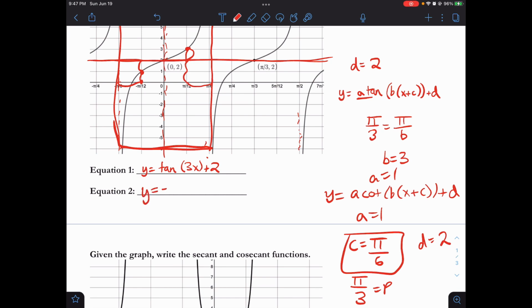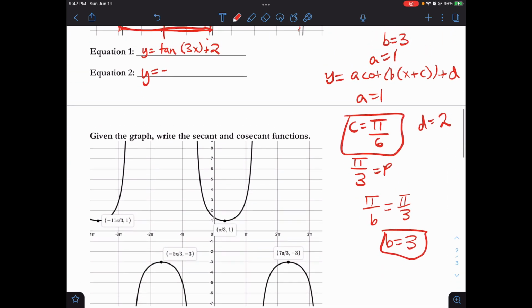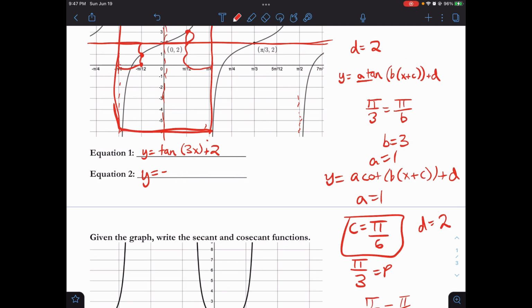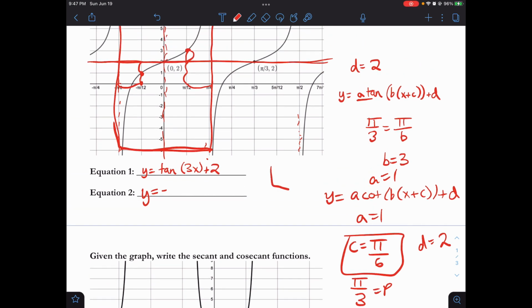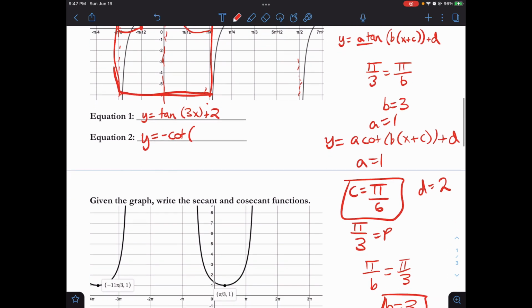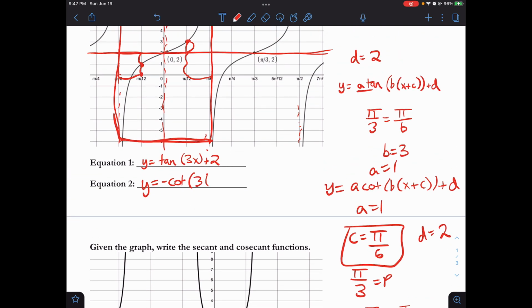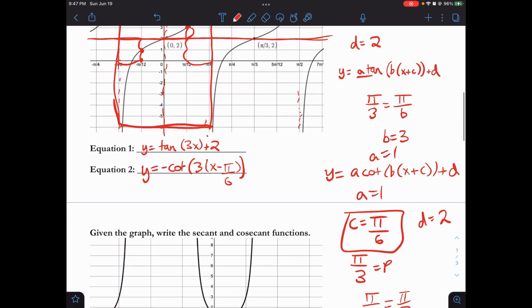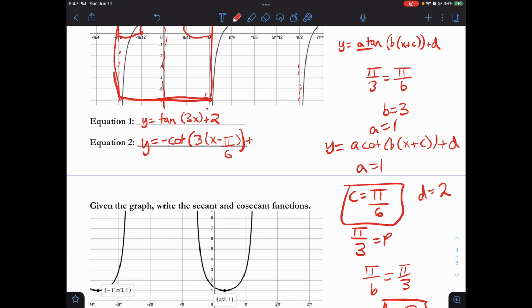So y is equal to negative, and also our a value is going to be negative because a cotangent graph is usually like this, but this time it's like this, meaning it's flipped over the asymptotes, meaning it's negative cotangent of 3x plus pi, x minus pi over 6. I don't think that should make a difference. Minus pi over 6 plus 2. There you go.